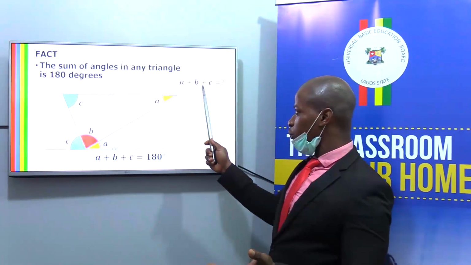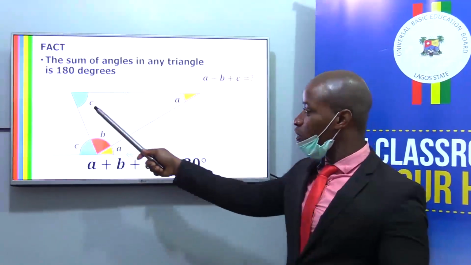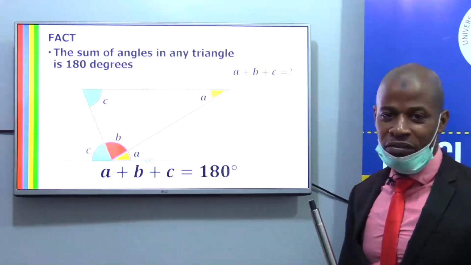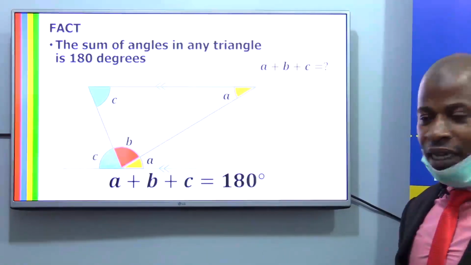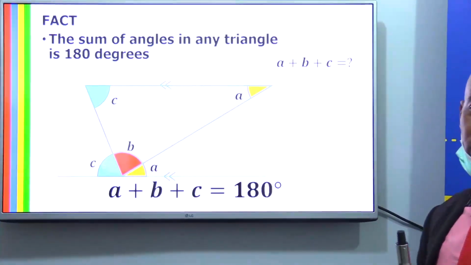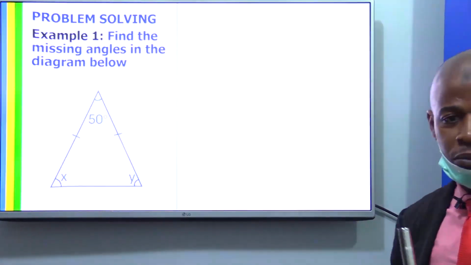That means A plus B plus C must give me what? Of course, it's going to give you 180. So A plus B plus C is always going to give you 180. Any triangle that you have, whenever you add up all the angles inside, you will get 180. This is a very important point. Note it down. We're going to use it in the subsequent slides. Please, can they get it again so that they can note it down?